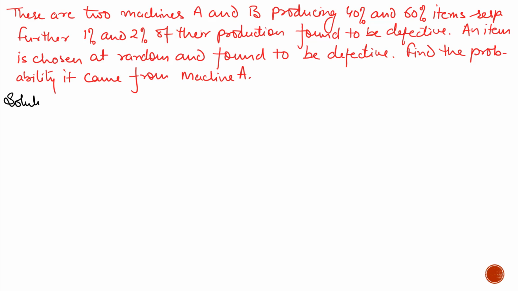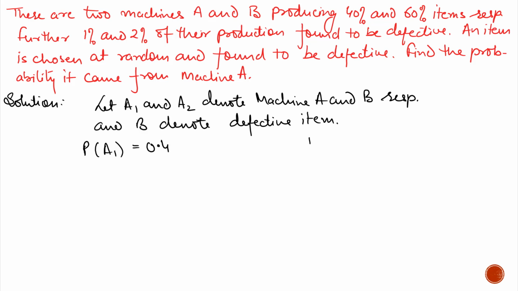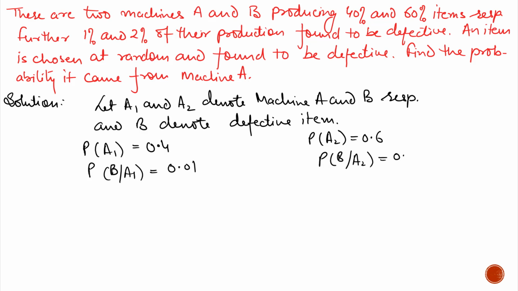Let A1 and A2 denote machine A and B respectively, and B denote defective item. Probability of A1 is 0.4 and probability of A2 is 0.6, 40% and 60%. Probability of B by A1 is 1%, this implies 0.01. Probability of B by A2 is 2%, this implies 0.02. Now we want to find out the probability of machine A when a defective item is already chosen at random.